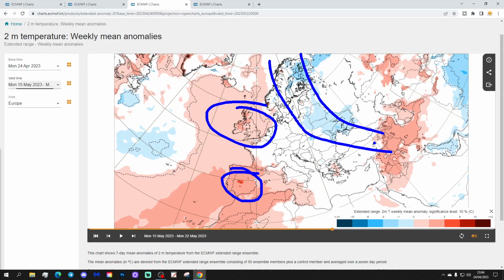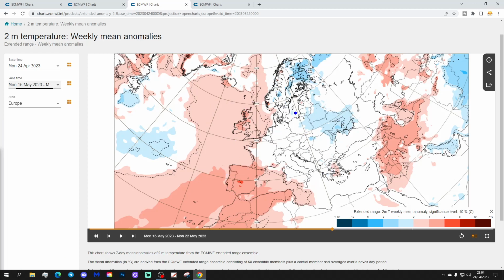Sea to Black Sea really, with cooler than average temperatures through there. A wide area with no signal, but I suspect this area will probably be above average. So France, the Low Countries, Western Germany, possibly Denmark, above average temperatures likely through there.